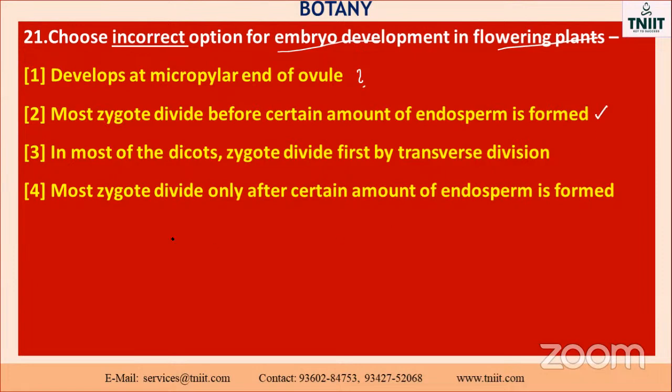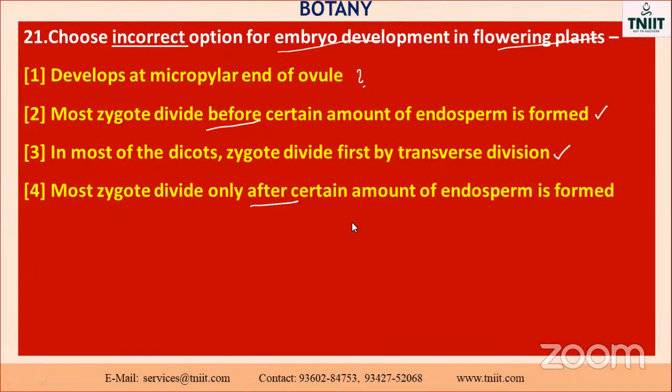Most zygotes divide before a certain amount of endosperm is formed. Yes. In most dicots, the zygote divides first by transverse division. Most zygotes divide only after a certain amount of endosperm is formed. See here, these two: before a certain endosperm, and after a certain endosperm. The answer is which one? The first one is the correct one they have given, develops at the micropylar end of the ovule.